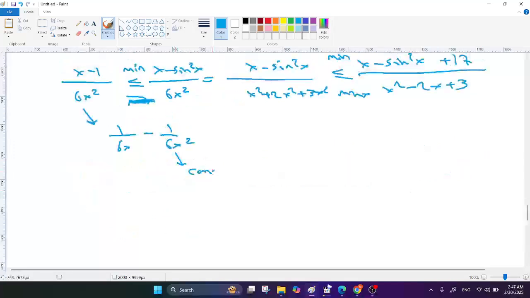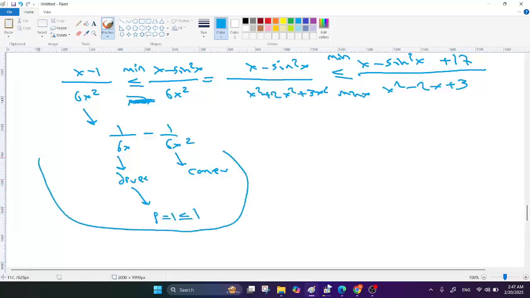Here, convergent, divergent. Divergent because p equals 1, less than or equal to 1. Now, divergent plus convergent is divergent. So the original one is divergent. Great. Nice. Let's stop here.